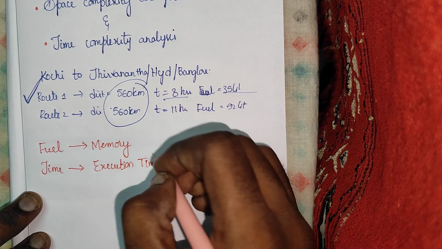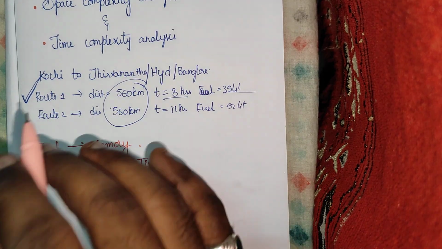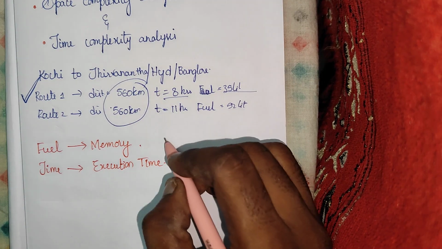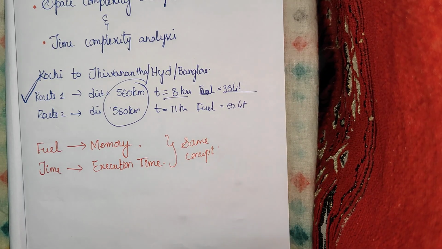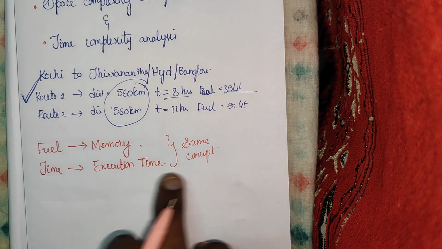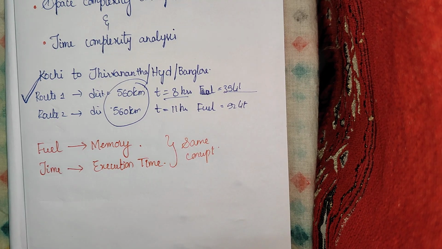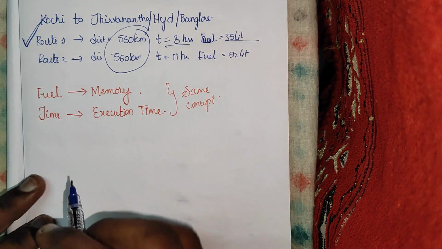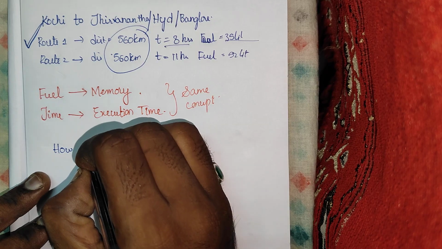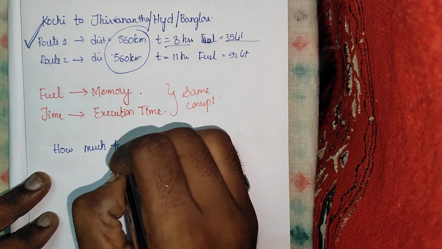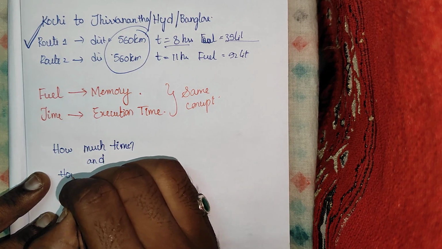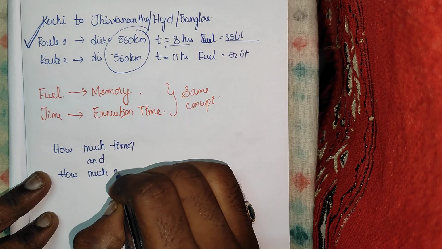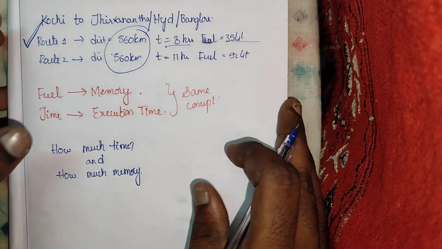This is the most important, so keep this in mind. This is exactly the same concept. This is exactly what algorithm analysis does. It checks mainly two things: how much time and how much memory. This is it.